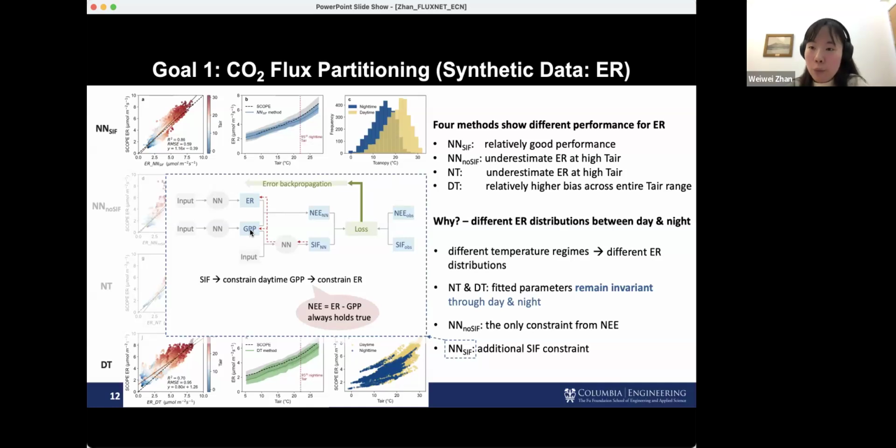This is because when GPP varies, the respiration should also covary correspondingly, because they need to ensure their difference, like NEE, still matches the observed NEE. So it means that SIF can also constrain ecosystem respiration, but in a more indirect way. But this indirect role would be very critical when night conditions are different from daytime conditions.